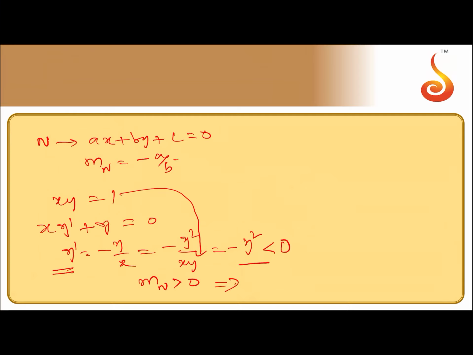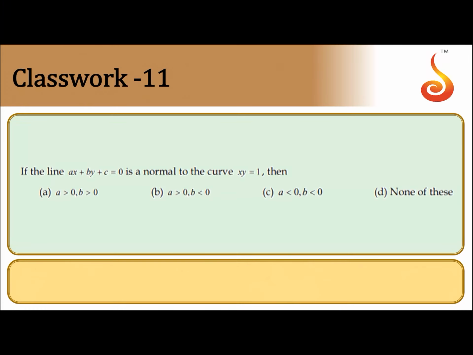The slope of the normal is positive, which means minus a by b is positive. It means a by b is negative. That means a and b will have opposite signs. Therefore the answer is option b.